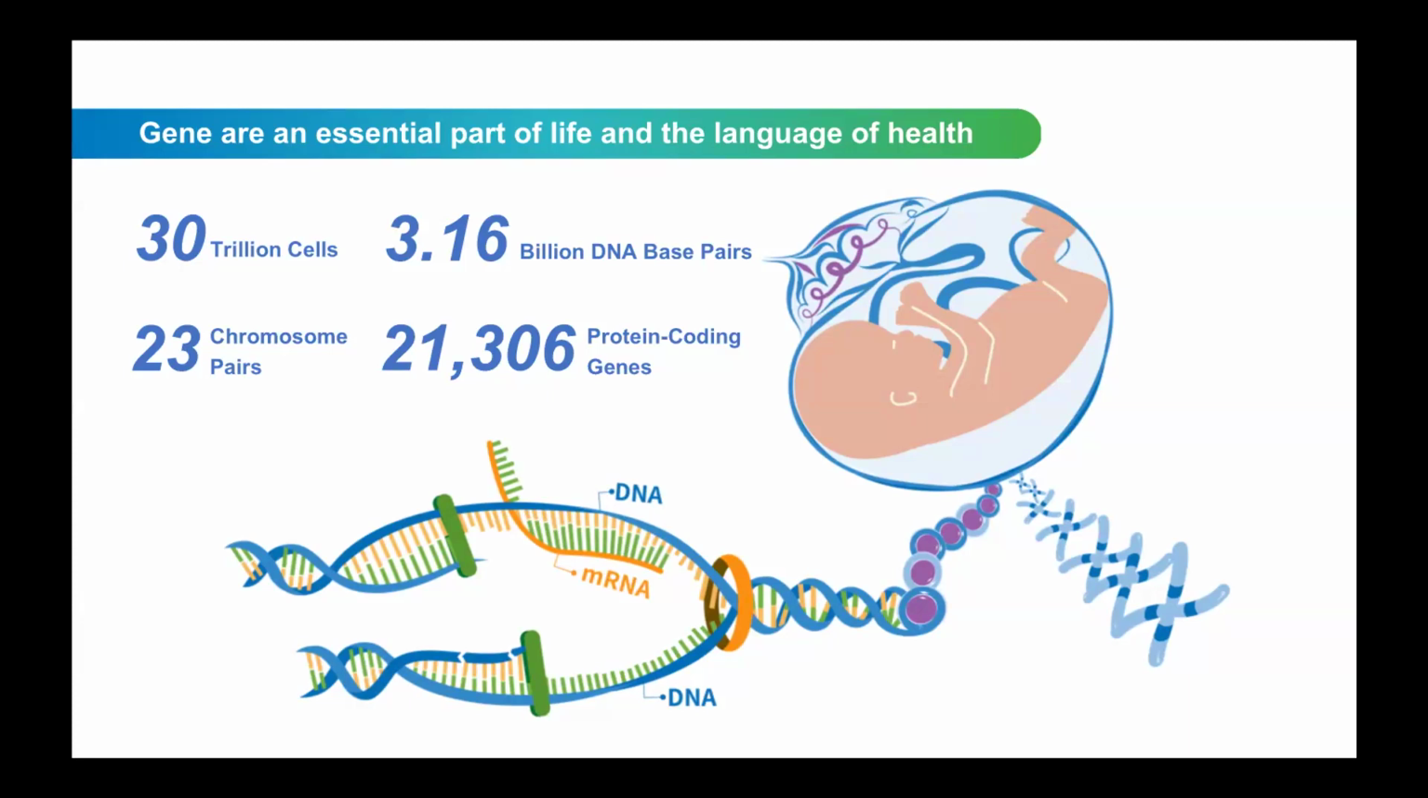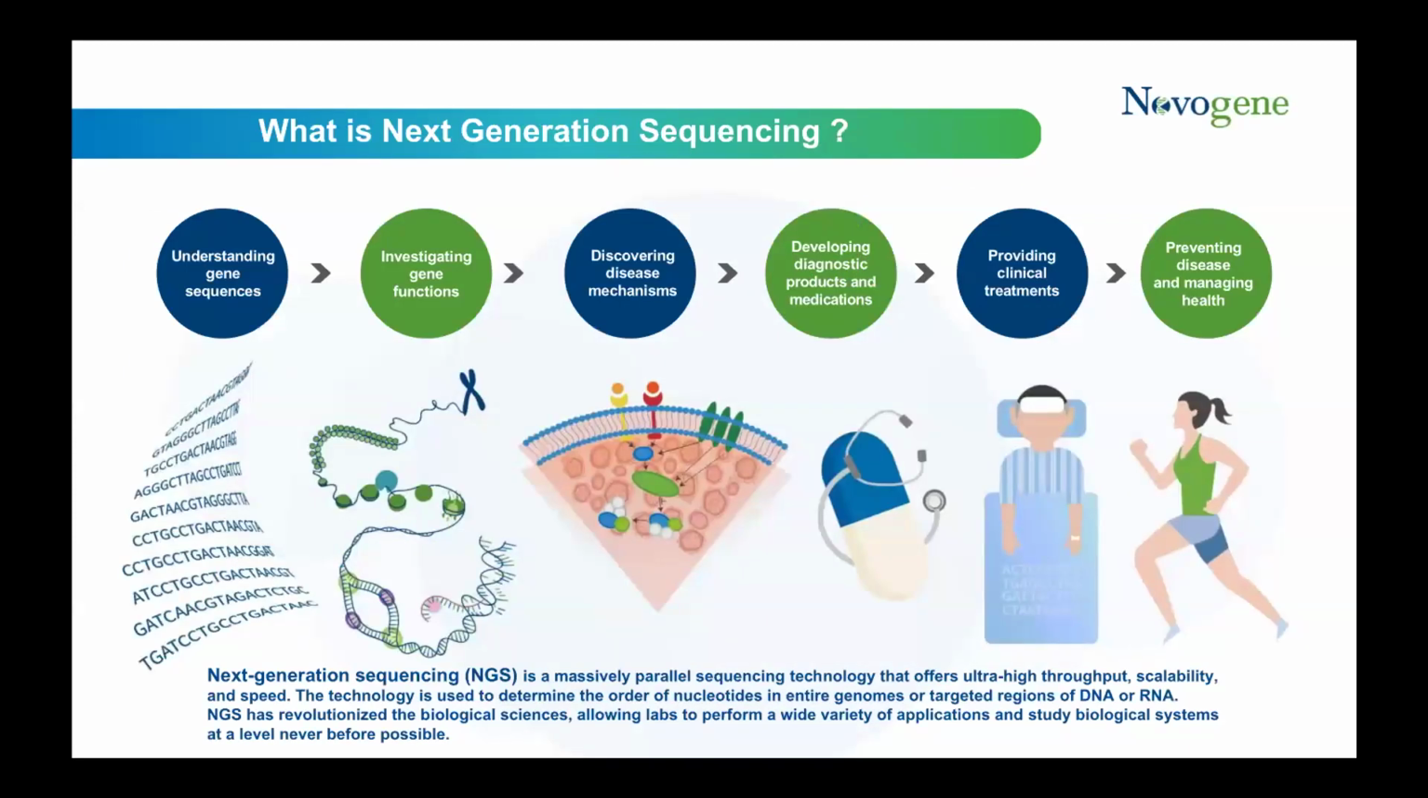The study of genetics has significantly contributed to our understanding of health, disease, and the intricate mechanisms that govern life processes. Among genetic studies, one technology is very essential for genetics research. We call this next generation sequencing. I will give you a rough definition. We call it NGS technology, also known as high throughput sequencing.